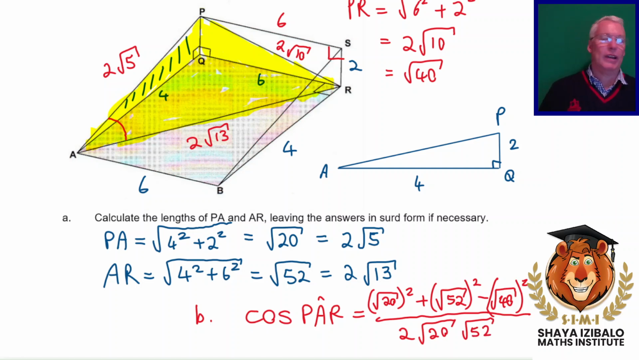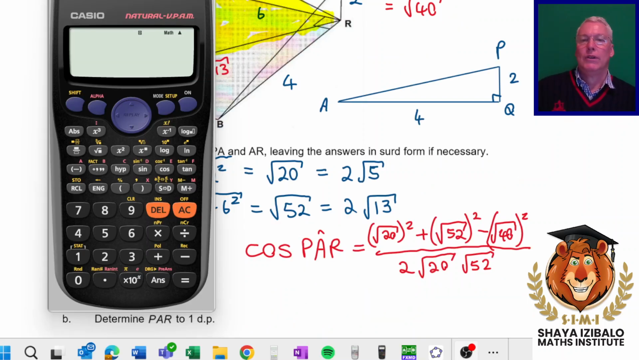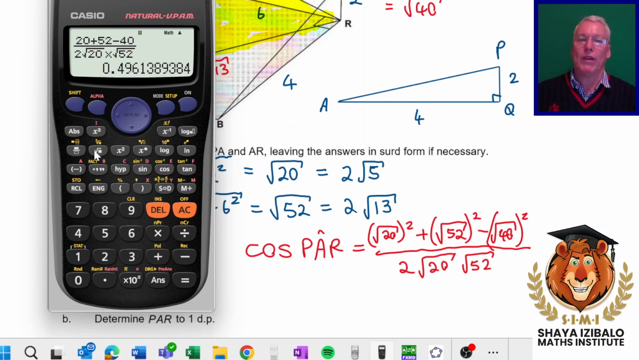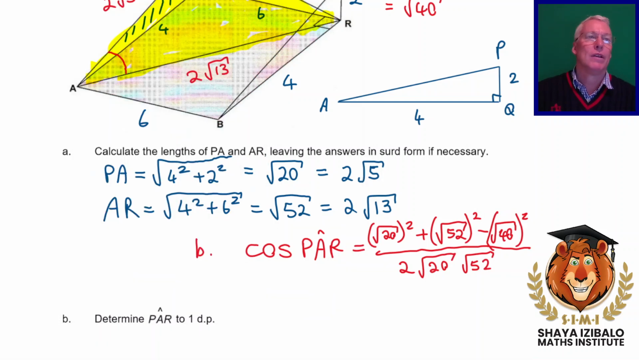We can now go to a calculator and put all of that in. So there it is. I'm going to do the squaring of the square roots in our heads. So that's just going to be 20 plus 52 minus 40. And on the bottom, we've got twice the square root of 20 times the square root of 52. And we get that rather fancy looking number, which seems to be about 0.496. So cos of PAR is about 0.496.